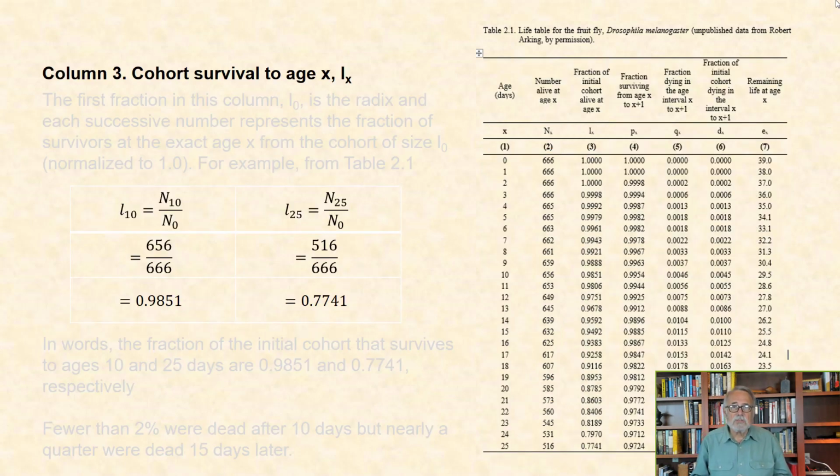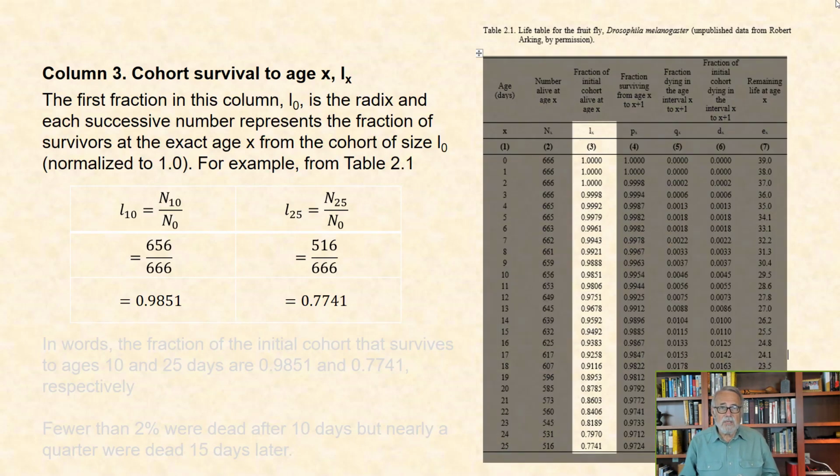Column 3, Cohort Survival to Age X, LX. The first fraction in this column, L0, is the radix, and each successive number represents the fraction of survivors at the exact age X from the cohort of size L0, that is normalized to 1.0. For example, from this table, survival to age 10 days, denoted L10, is computed as the number surviving to age 10 divided by the original number, which equals 656 divided by 666, or 0.9851.